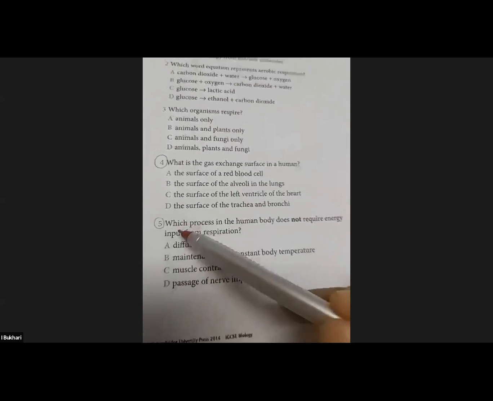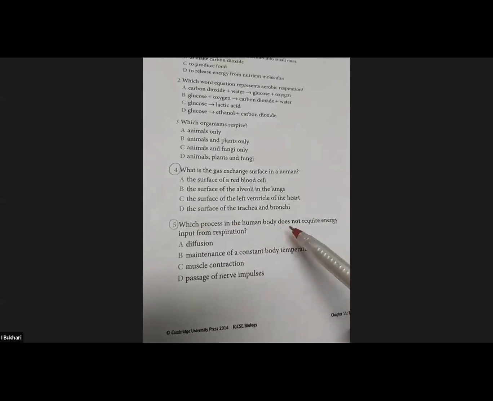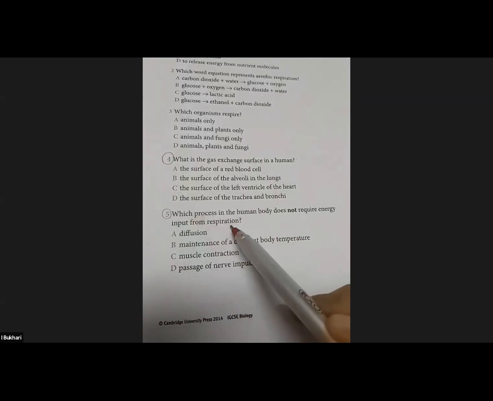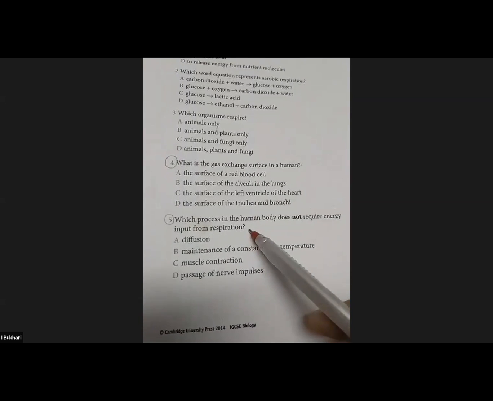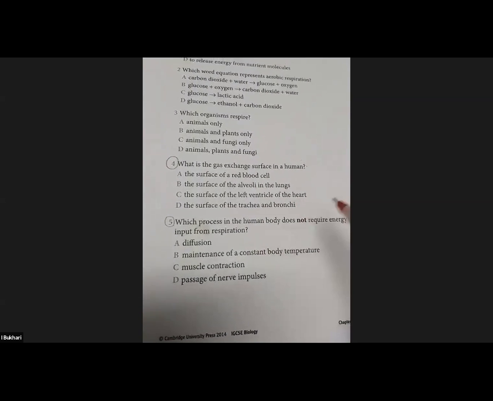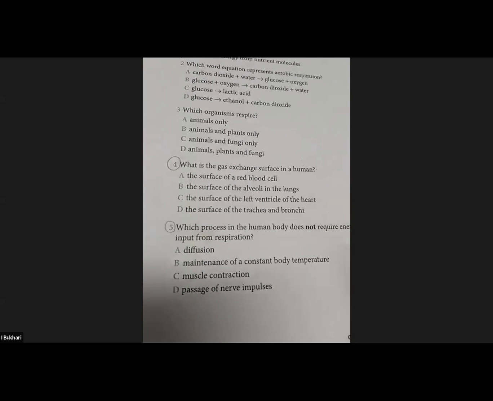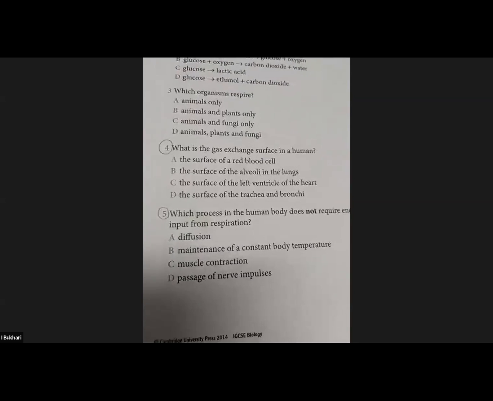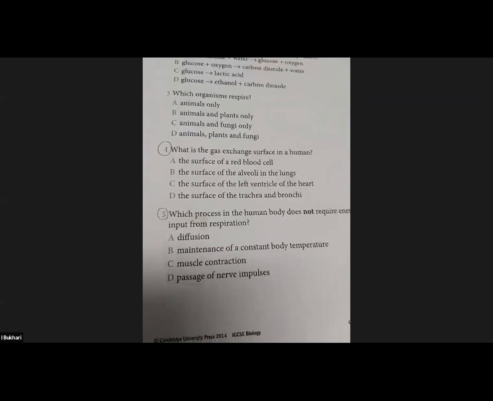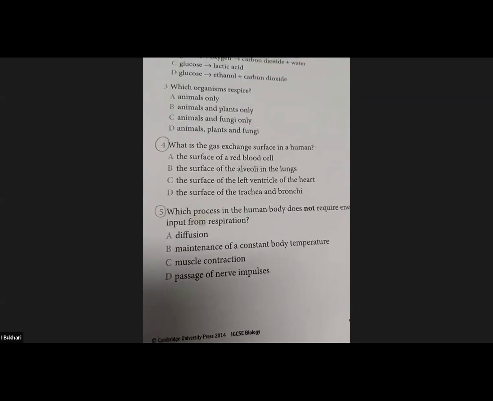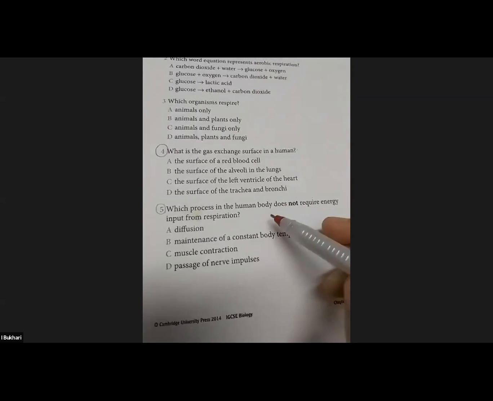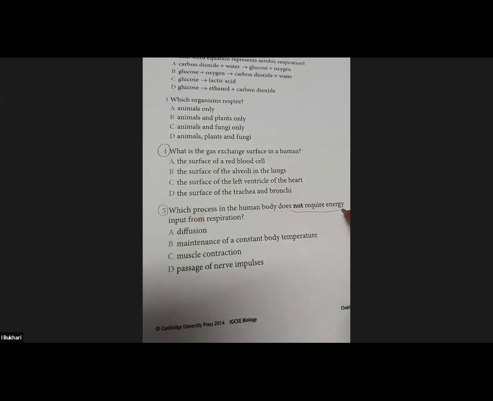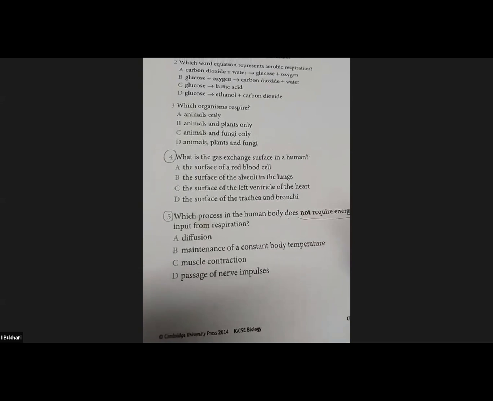Okay, 5. Which process in the human body does not require energy input from respiration? Does not require. Saad, good job. Your answer is correct. That's diffusion. Okay, so how do we decide on the answer? So what are they asking? The question is asking which process does not require energy, meaning which is passive.